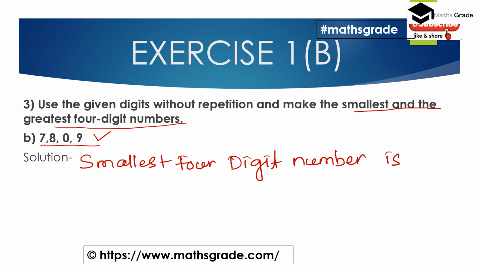After 0, the smallest digit is 7. So starting with 7 at the 1000 place, then 0 at the 100 place, then 8 at the 10s place, and 9 at the unit place, that is the ones place. Then the number will be 7089. This is the smallest 4 digit number.